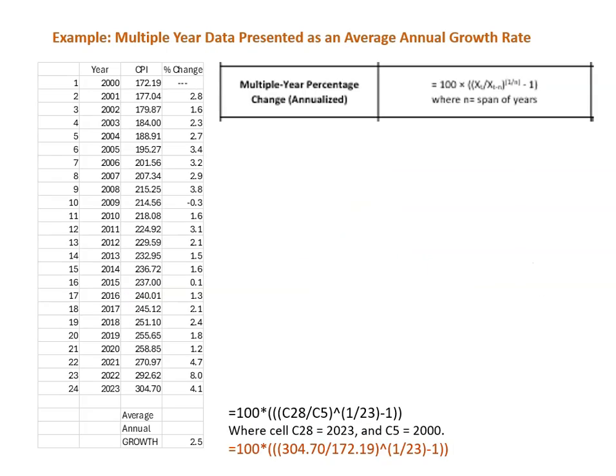The final example is the calculation of an average annualized growth rate over multiple years. In this example, the annual CPI is shown between 2000 and 2023. Then the average annual growth rate over that span, which is a span of 23 years, is the final value in the span, divided by the initial value, then raised to the power of 1 divided by the span. This calculation is shown on the slide.